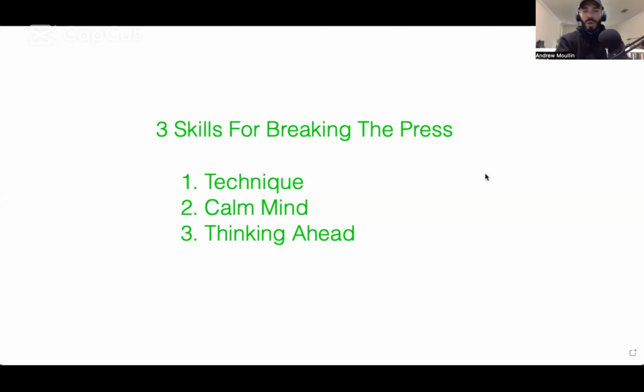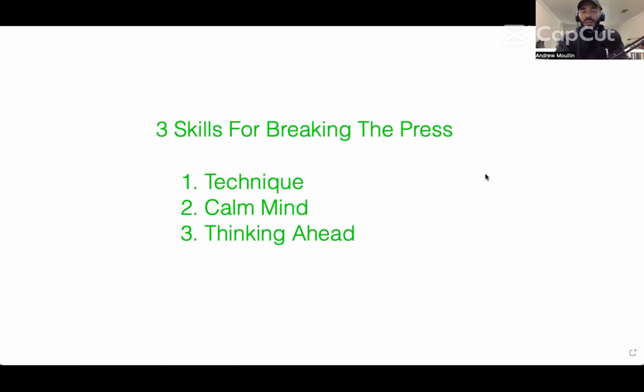And so the 3 skills you have to know in order to break the press are, number 1, you have to have technique. If you cannot hold the ball up like you saw James and Jorginho do, you're going to lose the ball, and there's no point in having the other 2, right? The second one is also having a calm mind, understanding that there's no time limit, there's no rush, right? Once you have the ball, once you're able to hold it up, at that point, you have to have a calm mind and know how to get out of that situation, right?